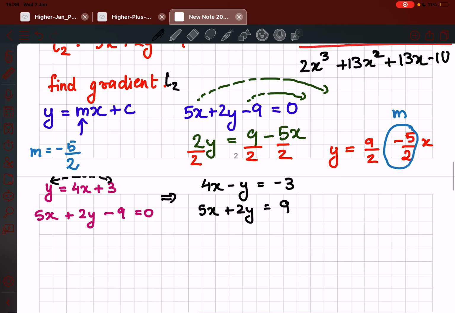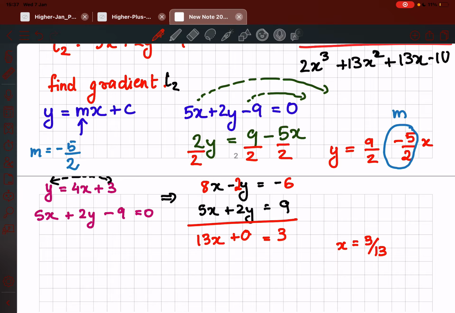Now we're going to need a common number. So I'm going to get a 2 here. And if I have to do that, I'm going to have to multiply everything by 2. So this becomes 8x minus 2y equals minus 6. And now all I have to do is just add them up together. So that would be 13x. The y terms become 0, and that becomes 3. So I get x is equal to 3 over 13.